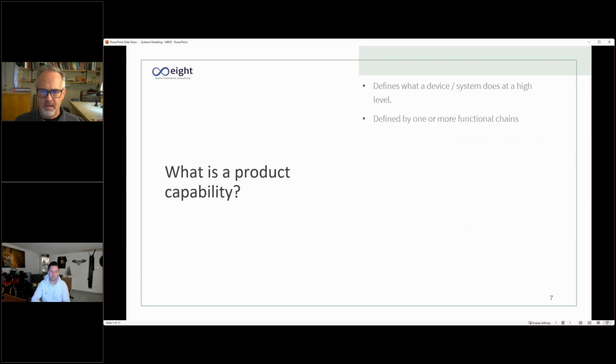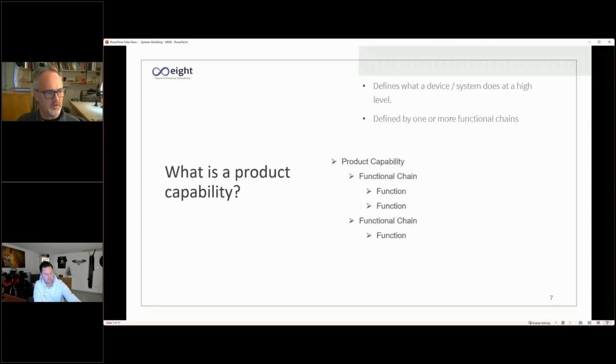So, this is a preface to what Michael's going to talk about here. It's a little bit of an abstract discussion. We're going to get to the actual tool itself, but a product capability is where we start with this process. The product capabilities are decomposed by functional chains, and the functional chains are decomposed by functions. Functional chains go across components of the system. Functions are delivered in one component of the system.